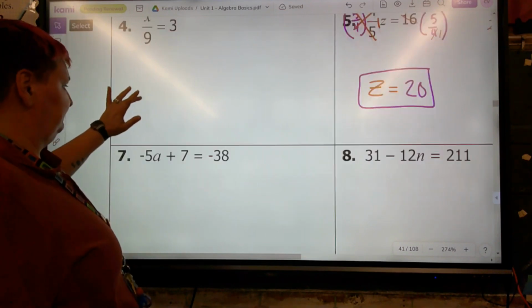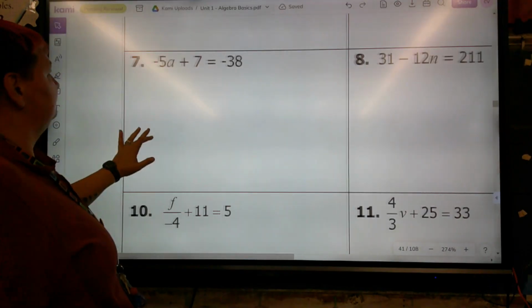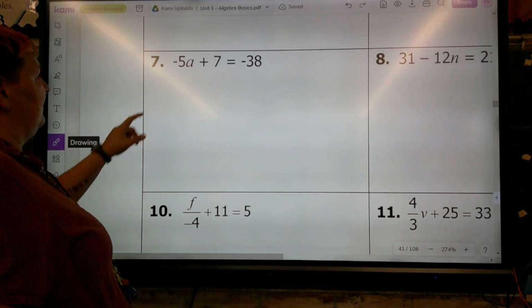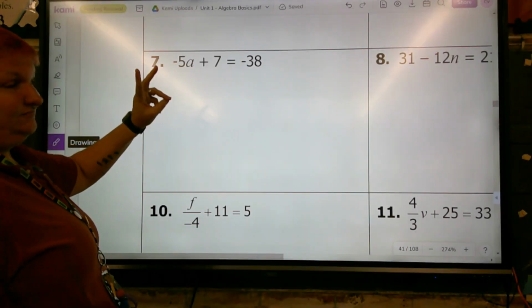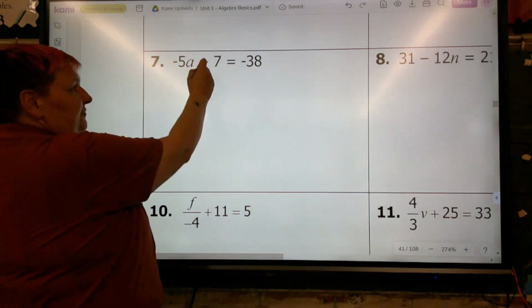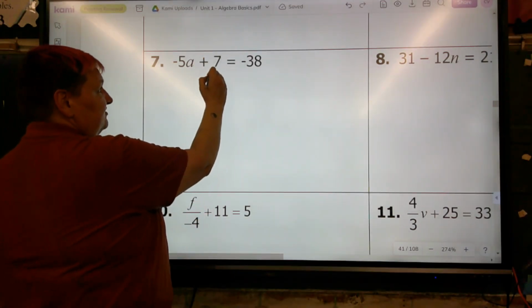Seven. Two-step. So start by getting rid of the constant. So do the opposite.